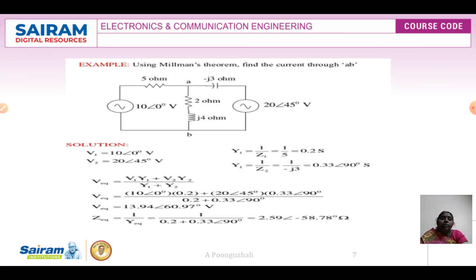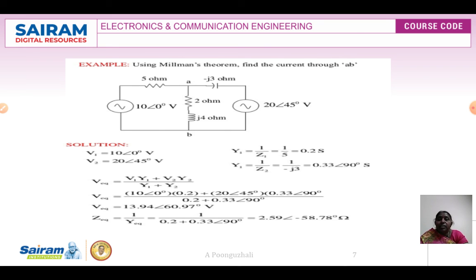Next, using Millman's theorem, find the current through AB. Your load impedance is going to be 2 plus J4 ohms. V1 is 10, phase angle 0, Y1 is 1 by Z1, so 1 by 5, that is 0.2 Siemens or mho. Then V2 is 20, phase angle 45, so Y2 is nothing but 1 by Z2, so 1 by minus J3, so it is 0.33, phase angle 90. Now the formula for 2 voltage sources is V1 Y1 plus V2 Y2 divided by Y1 plus Y2. Substituting, you will get the answer 13.94, phase angle 60.97.